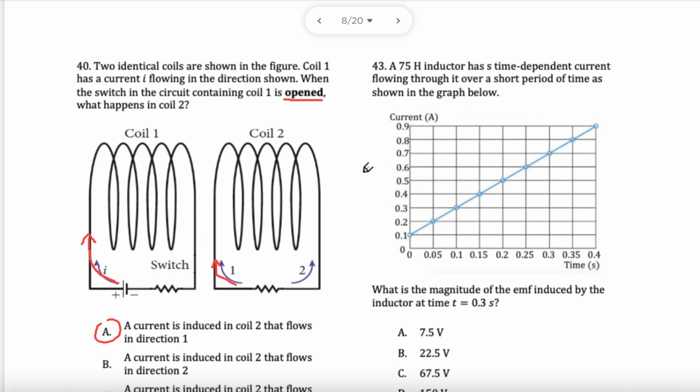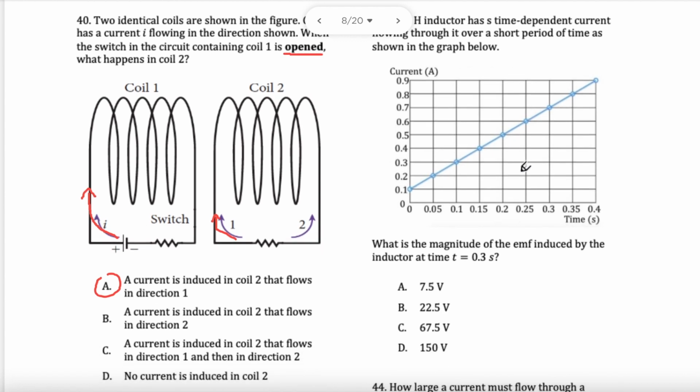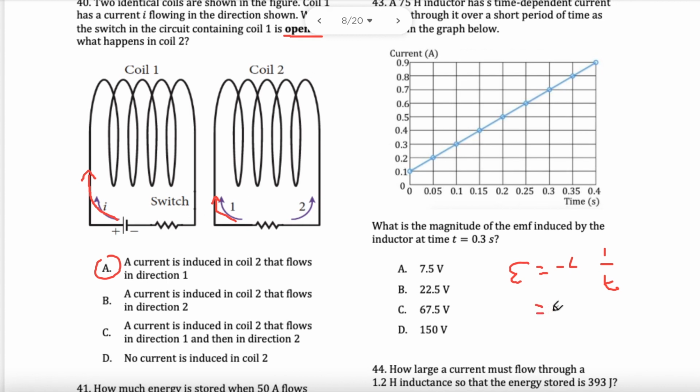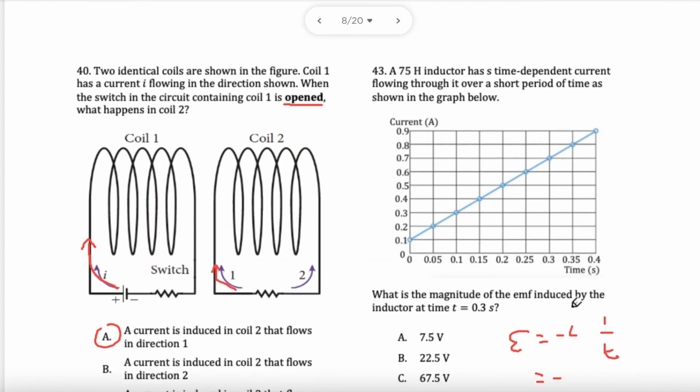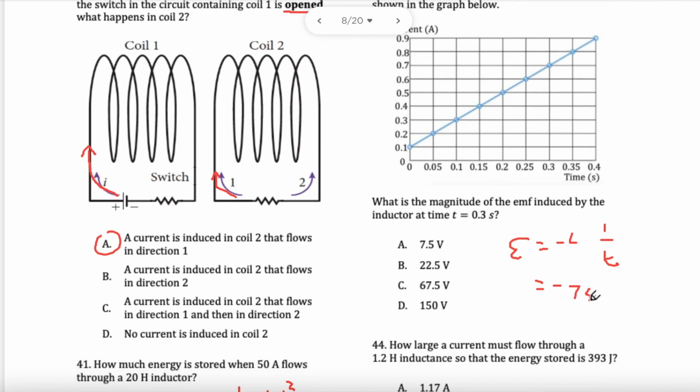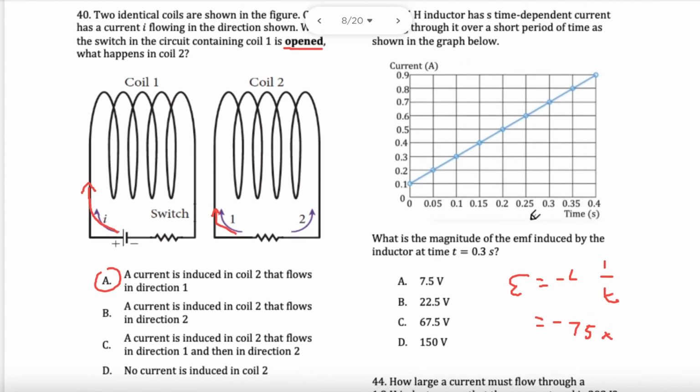Over here we have the inductor. It has a time-dependent current flowing over it, for a short period of time, very nice. What is the magnitude of the EMF at time 0.3, which is here? Well, it's negative L I over T. The minus sign is not important. L is 75, I just said it. So 75 multiplied by I over T.